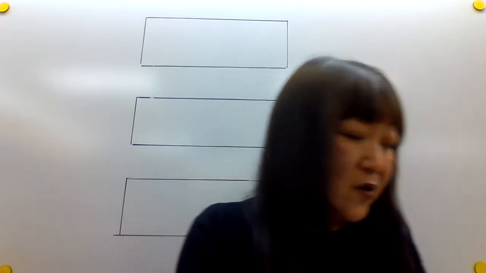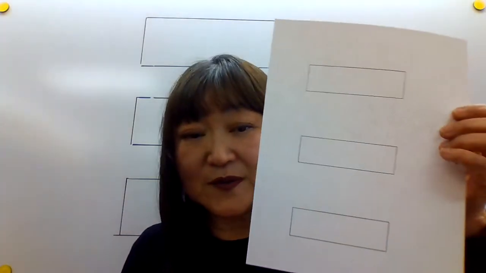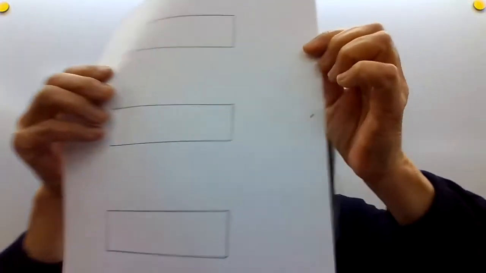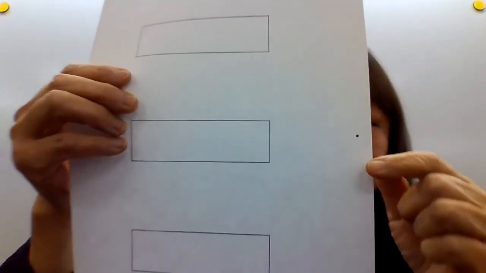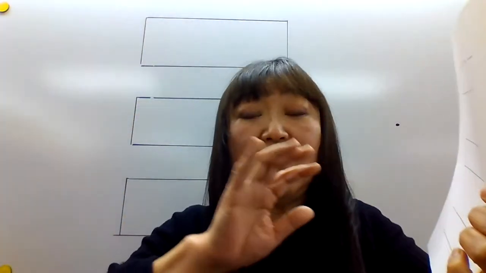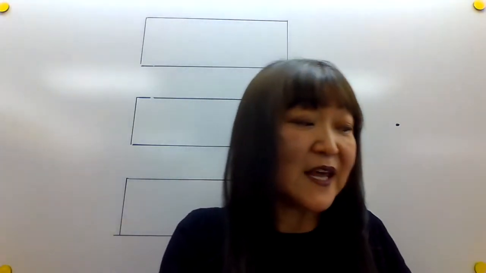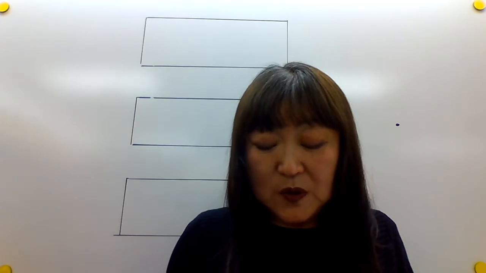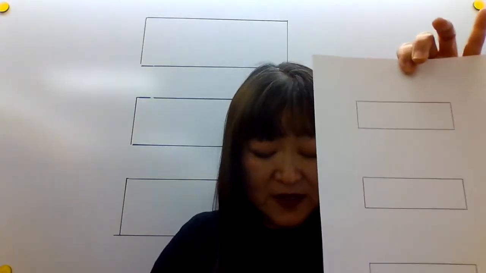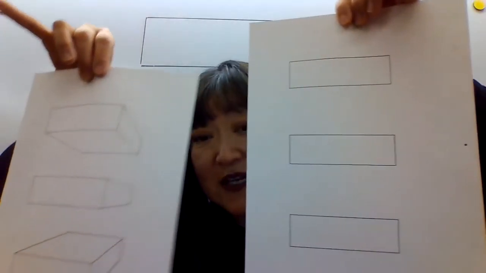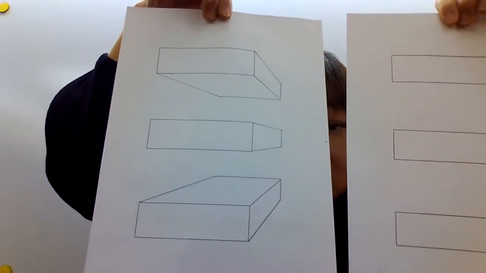Okay, first, we're going to start with this one. Okay. Now, place this paper on your desk with the dot. Can you see the dot right here? Okay, that dot needs to be on the right side of the rectangle. Okay, place it like that. And our goal is to change this into, is that right? Okay, it's upside down. Okay, change this into that, to make it 3D.